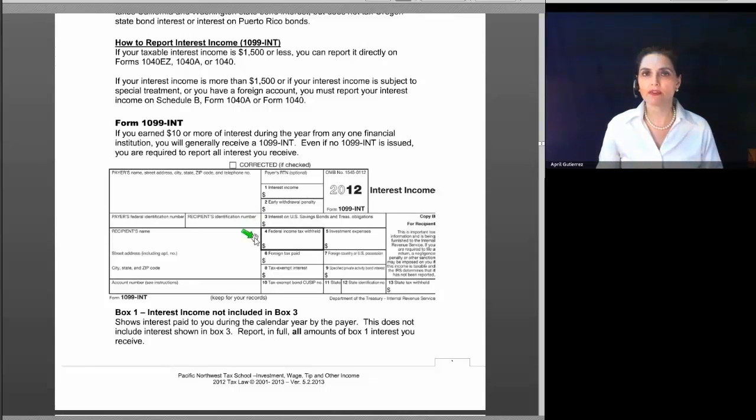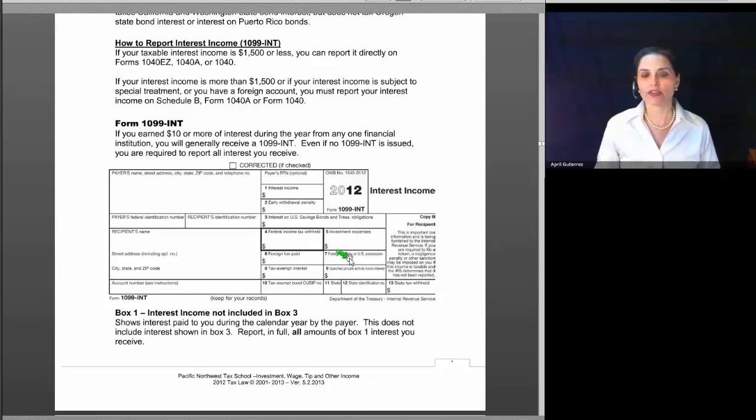Most of the time, people don't show federal tax withheld on their interest income. You're likely to see federal tax withholding if the bank has started to do backup withholding because the account holder failed to provide a valid Social Security number. Box 6 is foreign tax paid. Box 7 shows the foreign country or U.S. possession to which the foreign tax was paid.